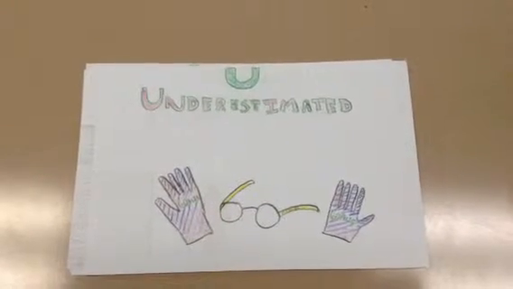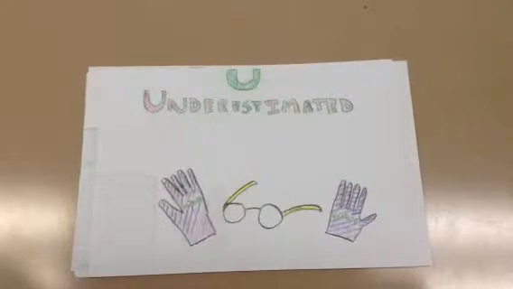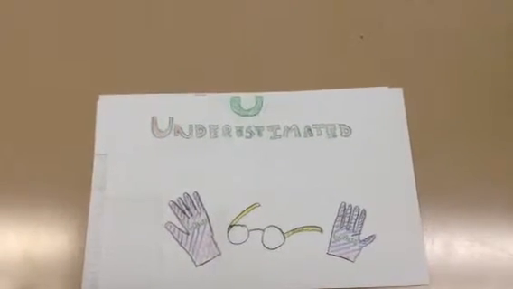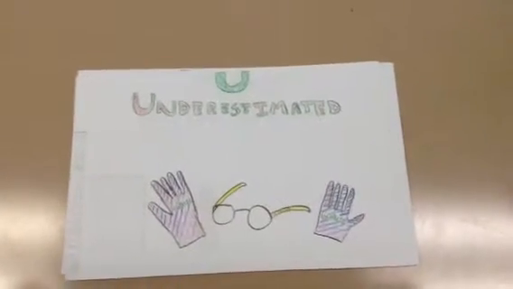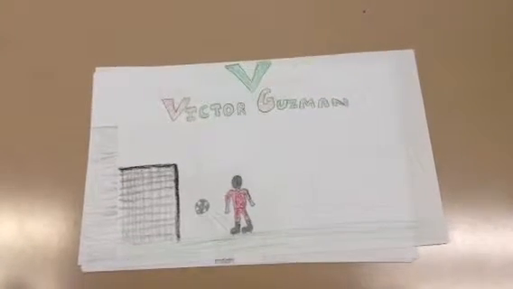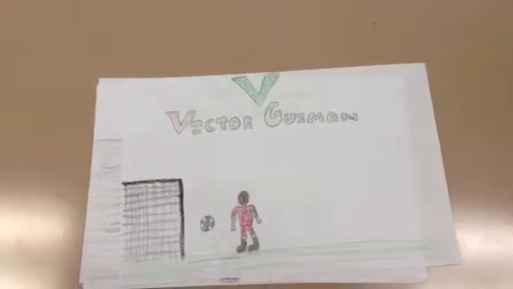U is for underestimated. In this book, Paul doesn't have good vision and has thick glasses. He plays soccer and is a really good goalie. Because he has thick glasses, people underestimate his skill in goal. V is for Victor Guzman. Victor Guzman goes to Tangerine Middle School. He is a very good soccer player. He's a leader of the team in all county.